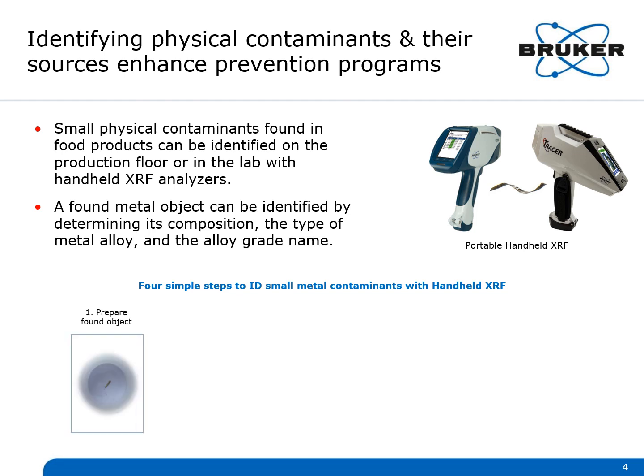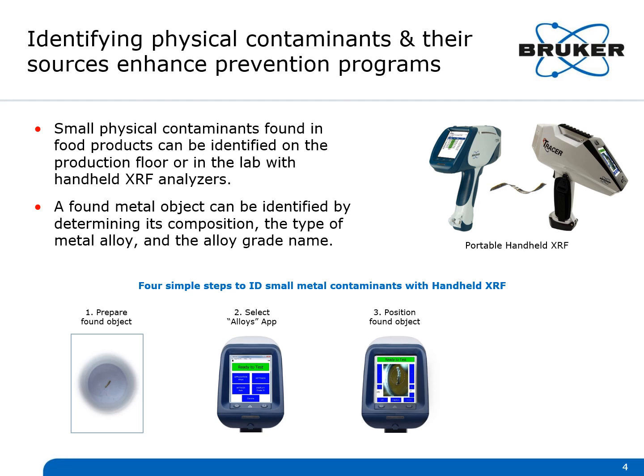First, you prepare the piece of metal in a way that XRF can see it. Then, you select the alloys application on the Ready to Test screen. You position the found object to the XRF's window view, and then you start the test, and then view the results on the screen. In this case, it's 316 stainless.